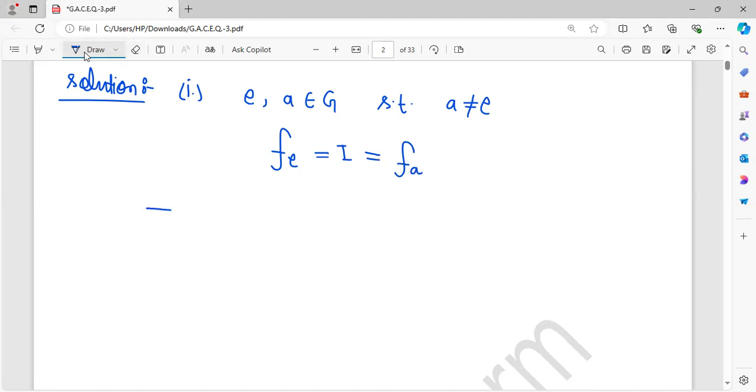So actually, what does it mean? It means that for all A belongs to G, A not equal to E, because the inner automorphism corresponding to any two elements is the same. We know corresponding to the identity element, the inner automorphism is the identity map. But we are taking A, so it will be equal to I as given in the question. So the inner automorphism group contains only the identity map. Okay.